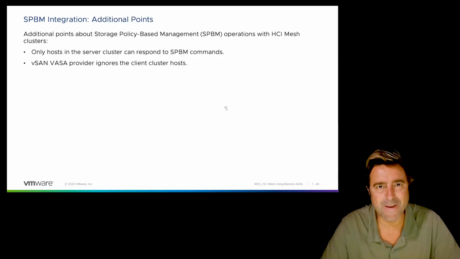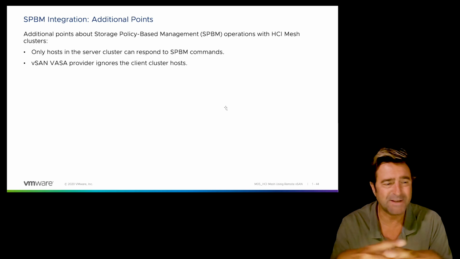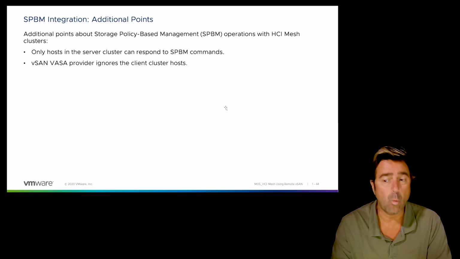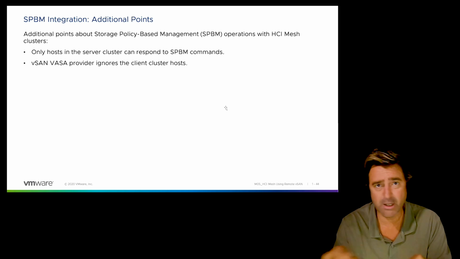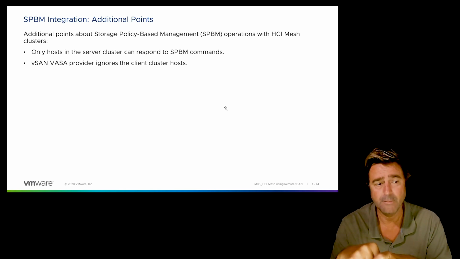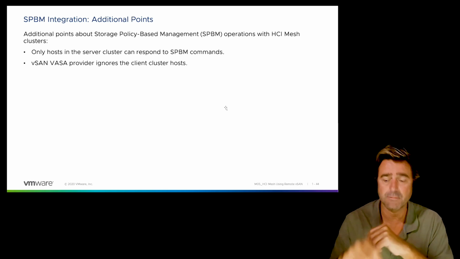Now, when you take a look at this page, here they continue talking about SPBM and its relationship with HCI Mesh. So notice it says additional points about storage policy-based management operations with HCI Mesh clusters. And here you have 2 bullets. Notice it says only hosts in the server cluster can respond to SPBM commands. And notice number 2, vSAN and VASA provider ignores the client cluster hosts.